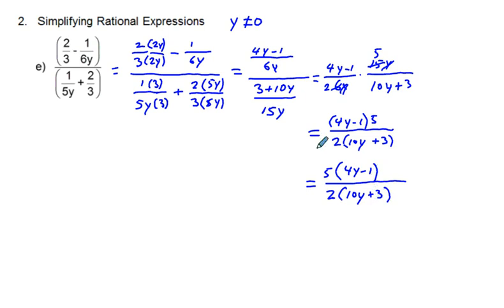But do you notice anything that we still need to take care of? We have a new expression in the denominator in terms of y. And since we're not able to divide by 0, we also know that 10y plus 3 is not equal to 0. So 10y is not equal to negative 3. So y cannot equal negative 3/10.